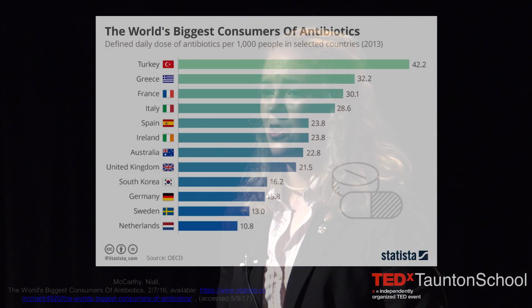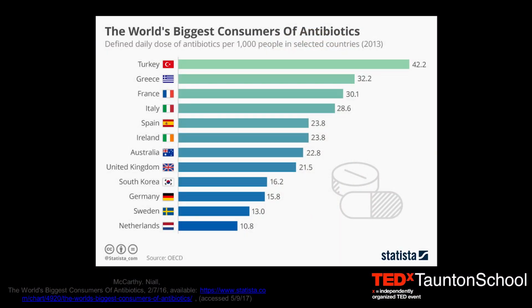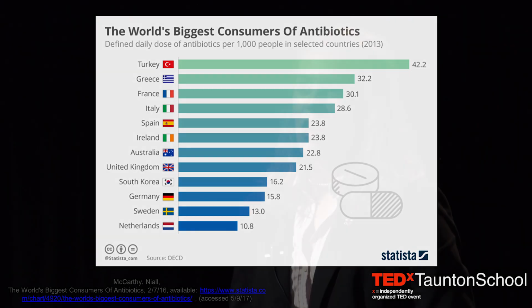And if we don't start reducing our intake of antibiotics and finding a new solution, which currently in 2013 stood at 21.5 out of 1,000 people and has risen 6.5% in only the last 4 years, the repercussions will most likely be catastrophic. So how are we responding to this information and these statistics?